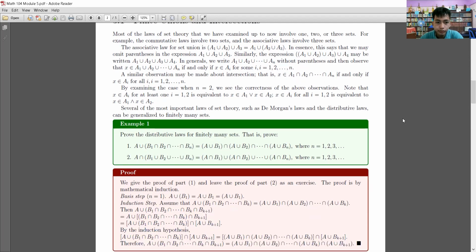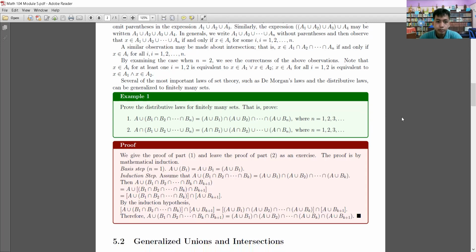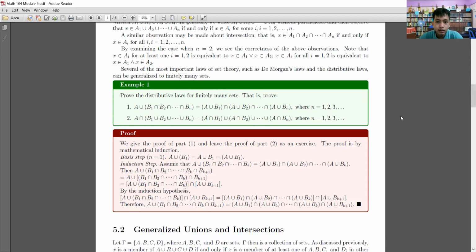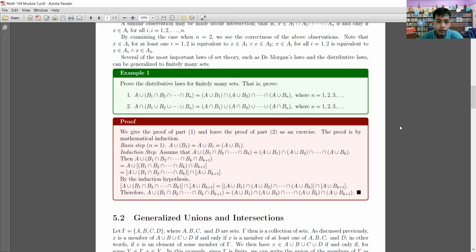So, let's look at an example. Our first example is the distributive laws. Okay? So, prove the distributive laws for finitely many sets. The first is A union B sub 1 intersection B sub 2 up to B sub n. This is equal to A union B sub 1 intersection A union B sub 2 up to A union B sub n. The same goes for number 2, just reversed.